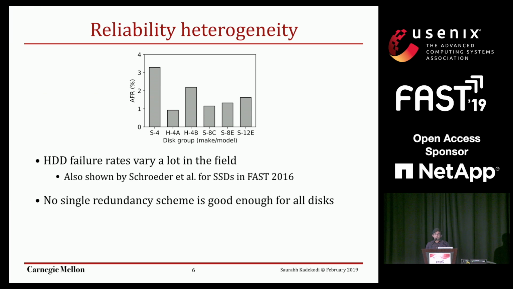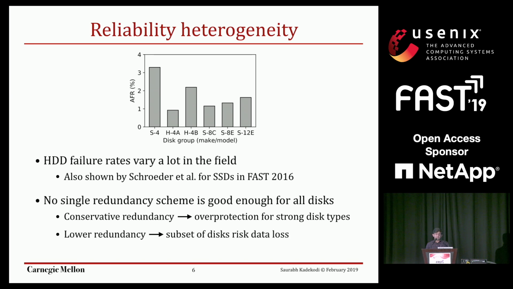And so no single redundancy scheme can actually turn out to be optimal for disks that fail differently. What would usually happen is that a conservative redundancy scheme would be chosen according to the weakest disk group, which means that the data on the stronger disks is overprotected. And if the redundancy schemes are not designed carefully, you might choose a certain redundancy scheme for which some disk group might have a higher failure rate and therefore might possibly risk data loss.